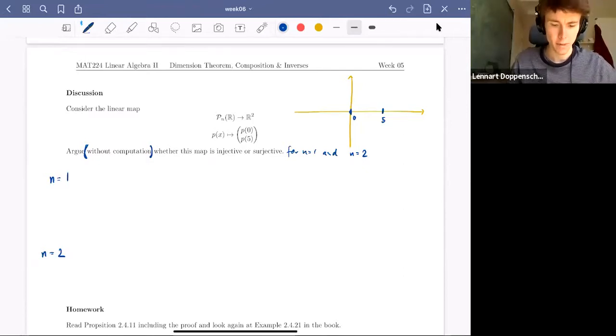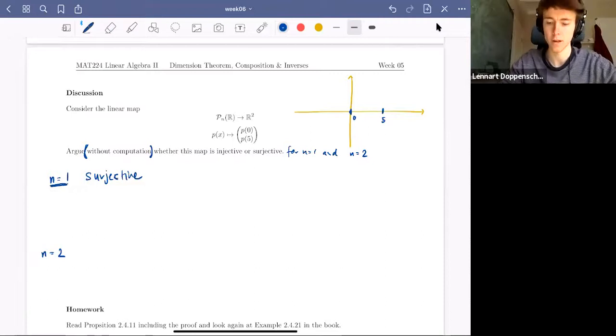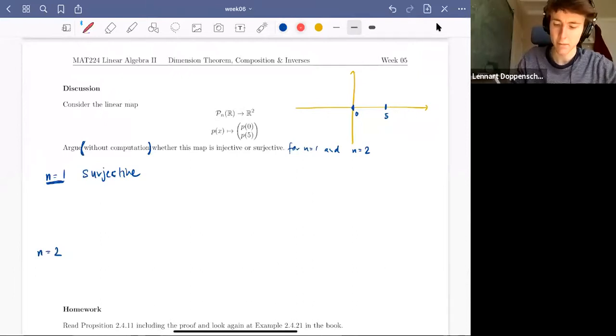So Andrew said it is bijective for n equals 1. And yes, that is actually true. So why can we conclude that this is bijective? Let's start with surjective. I think that's the easier one. So I've already drawn something in the top right corner, and let's say we have any point y1, y2 inside R2. This would correspond to 2 values that we want the polynomial to have.